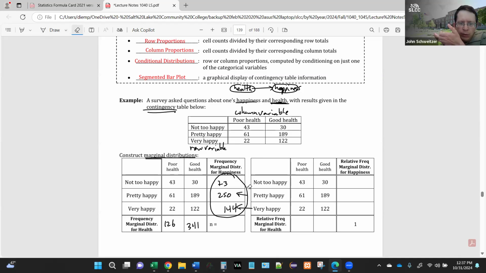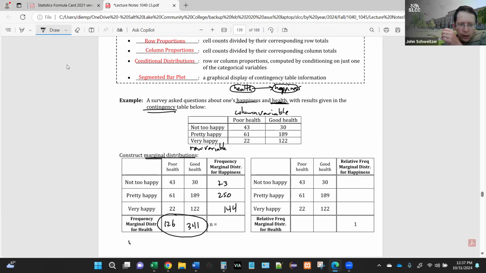It seems like most people have some kind of happiness level, some kind of satisfaction, right? And this category of not too happy, I wouldn't call it rare, but it's the least common of the three. So that's good news. And then what do the totals down here tell us?